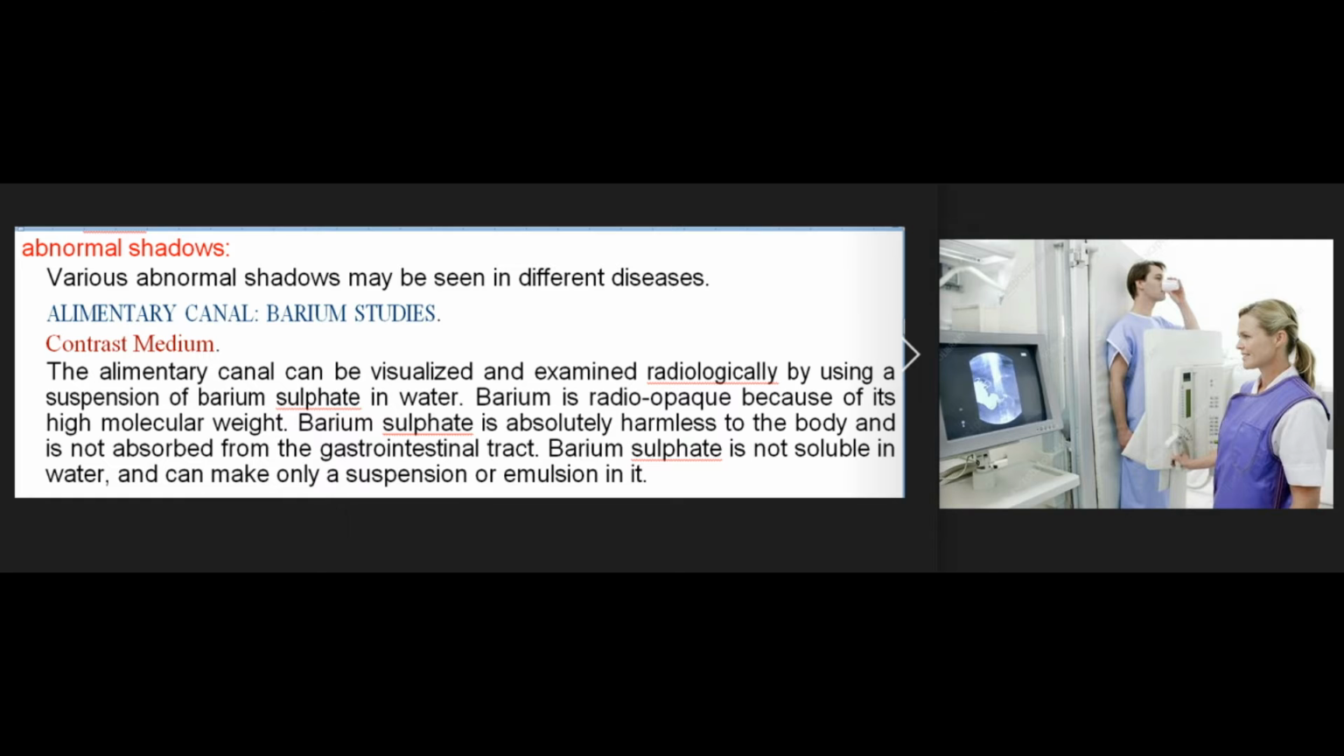Alimentary canal, barium studies. Contrast medium. The alimentary canal can be visualized and examined radiologically by using a suspension of barium sulfate in water. Barium is radio-opaque because of its high molecular weight. Barium sulfate is absolutely harmless to the body and is not absorbed from the gastrointestinal tract. Barium sulfate is not soluble in water, and can make only a suspension or emulsion in it.